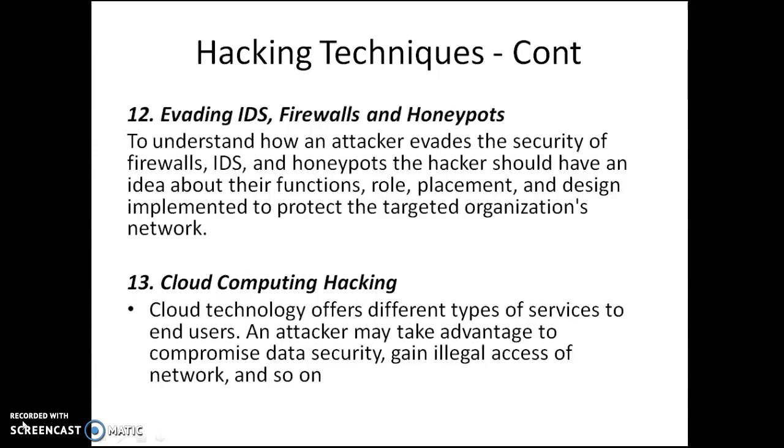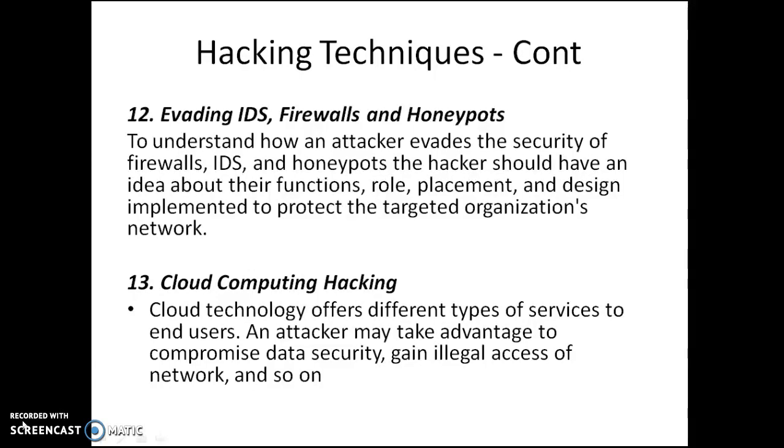Evading IDS, firewalls and honeypots. To understand how an attacker evades the security of firewalls, IDS and honeypots, the hacker should have an idea about their function, placement and design, and how they are implemented to protect the target organization's network. IDS means intrusion detection system. A firewall is a set of rules implemented on the boundary walls so that only legitimate people can enter. And a honeypot is a dummy computer used to deceive attackers and observe their behavior.